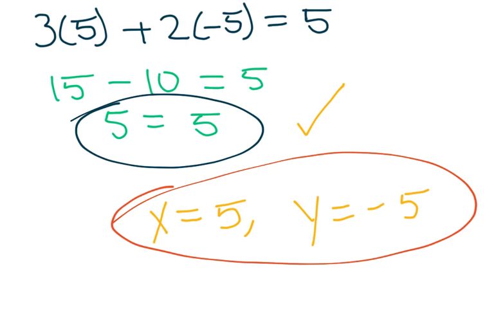So it'll be 3 times 5 plus 2 times negative 5 equals 5. You're left with 15 minus 10 equals 5. So 5 equals 5, that's correct. So your x is 5 and your y is negative 5.